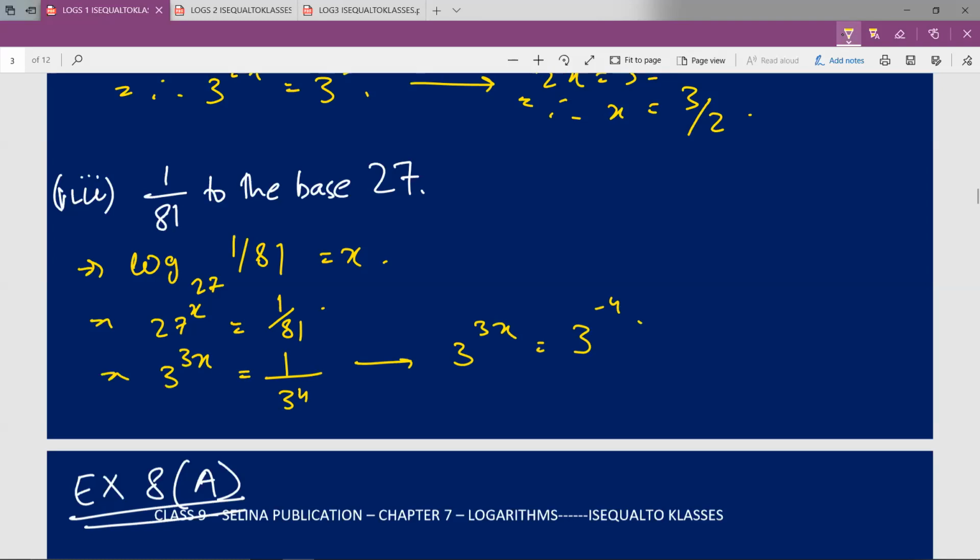Again, if the bases are the same on both sides, I could write this as, therefore, 3x is equal to minus 4. 3x can be calculated as 3 into x, and therefore the 3 on the LHS will go to the RHS and divide the 4. It is not divisible, so I'll leave it as it is. So therefore, x will be equal to minus 4 by 3.